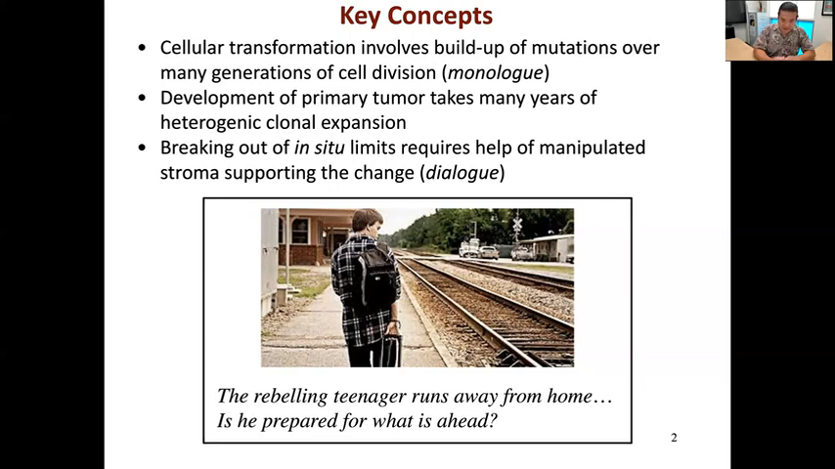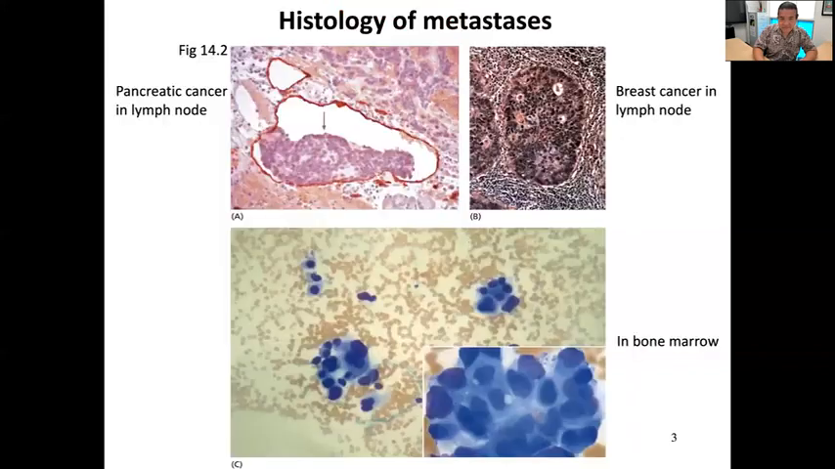So that's what we're going to talk about today: the things that a tumor cell has to deal with once it's been able to break free from its in situ environment and is now out there in the bigger world of the tissues of the body. When we look at different examples of metastases, I think you're all aware that there's tremendous variation in the types of morphologies, the types of phenotypes of metastatic cancer cells.